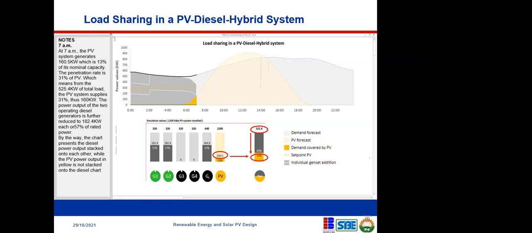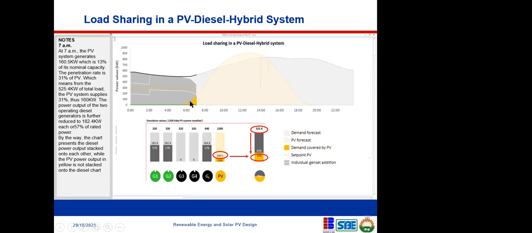And the penetration rate at this time is 31%, which means from 525.4 kilowatt of total load. So the total load at this time is 525.4. Look at it, it's written here. That is the total load. And you can see the penetration rate of this PV system. It is 31, whereas 69 is coming from the diesel generator. That's simply what this is talking about.